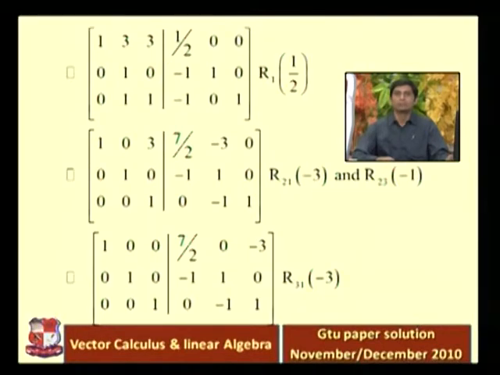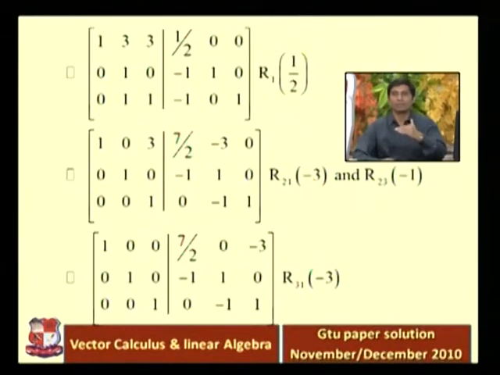Now we multiply the second row by -3 and add it to the first row, and we multiply the second row by -1 and add it to the third row. The second row stays as it is, and only the first row changes. We multiply the second row by -3 and add it to the first row, so 0 into -3 is 0, plus 1 gives 1, then 1 into -3 plus 3 gives 0.